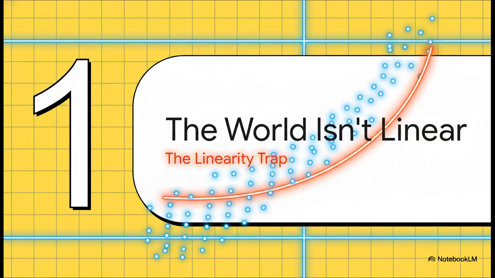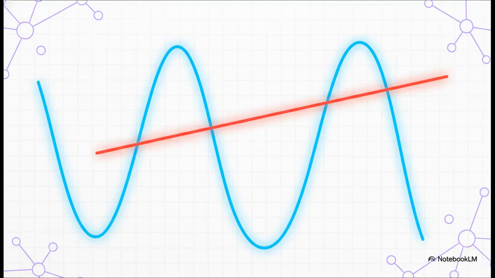Okay, so let's really dig into this. This limitation has a name. We call it the linearity trap. You see, a neural network, the brain of an AI, is nothing more than a linear model if it's missing its secret ingredient. You can just think of it as a really, really fancy calculator that can only draw straight lines through data. That's it.